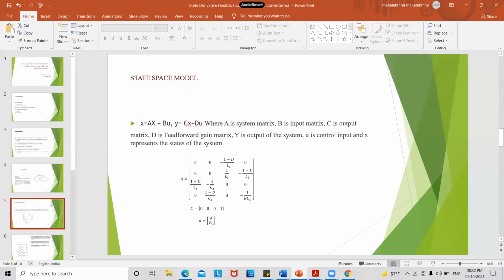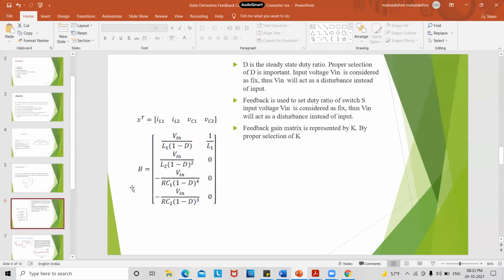The next slide. Here the equations are given as x dot is equal to Ax plus Bu, and y is equal to Cx plus Du, the state space equations, where A is the system matrix, B is the input matrix, C is the output matrix, D is the feed forward gain matrix, y is the output of the system, u is the control input, and x represents the states of the system. And the matrix will always be in the form shown in the slide, that is A.